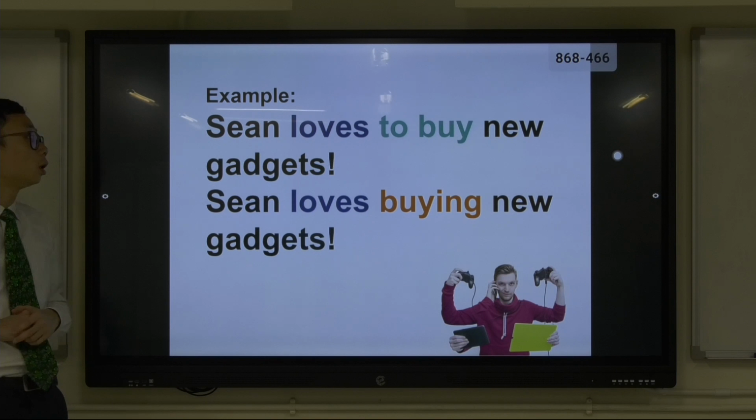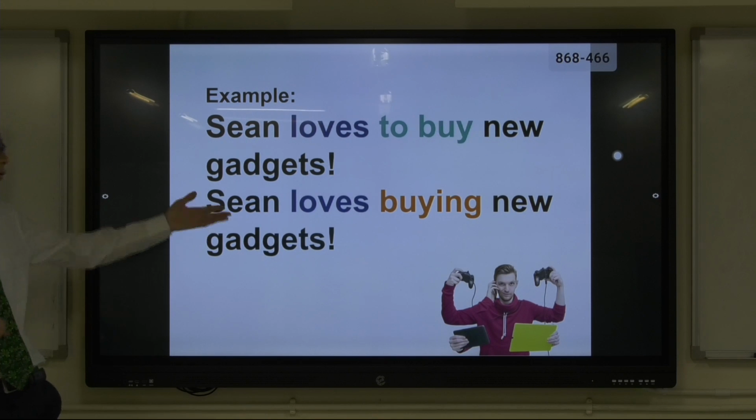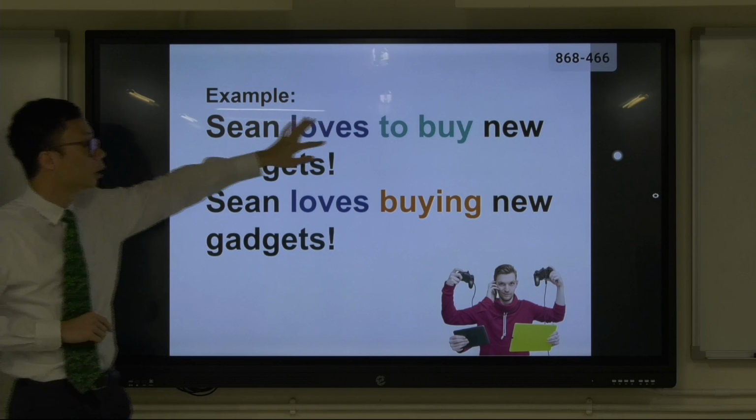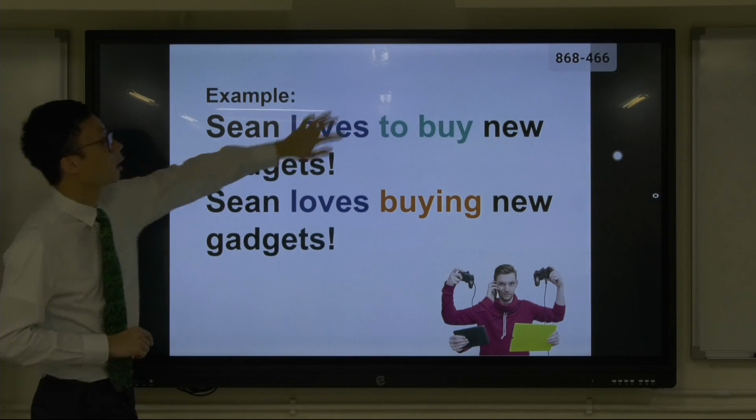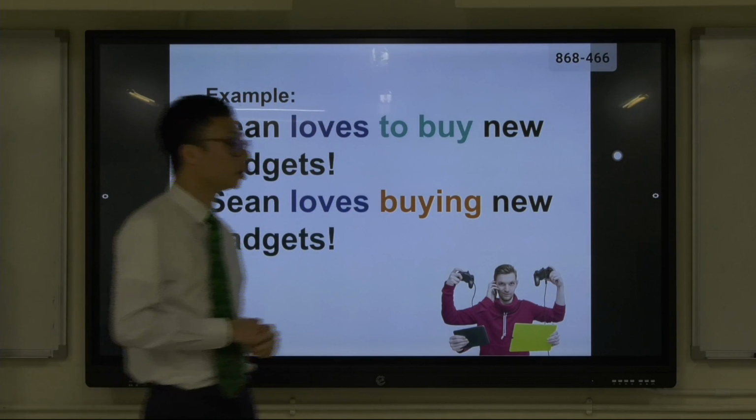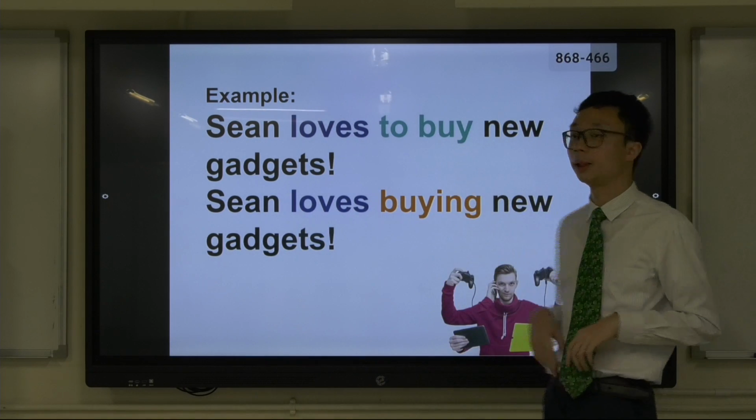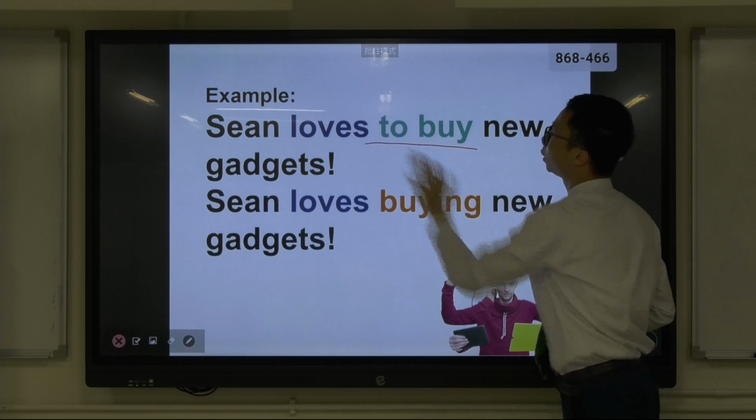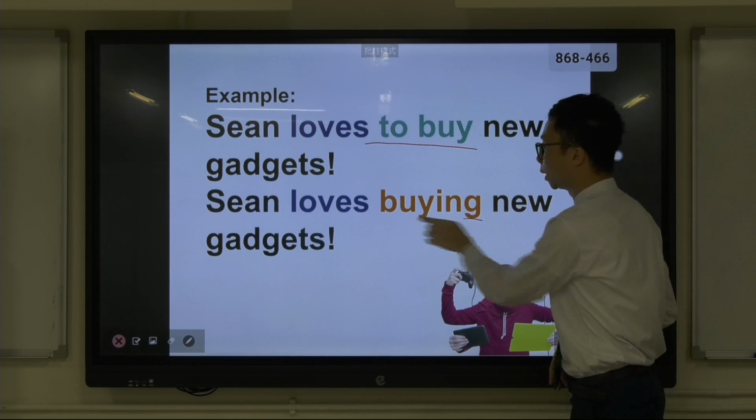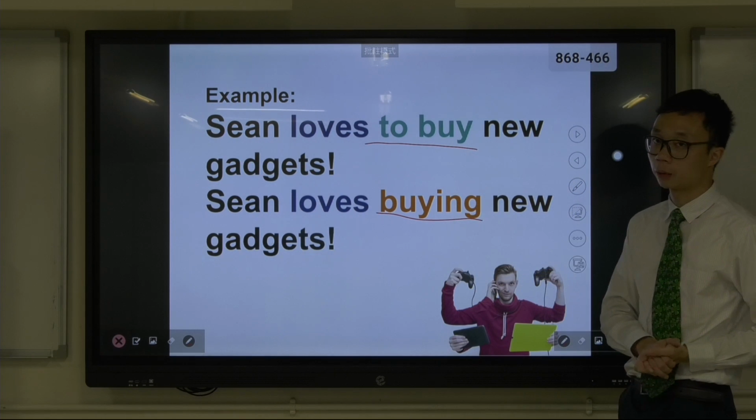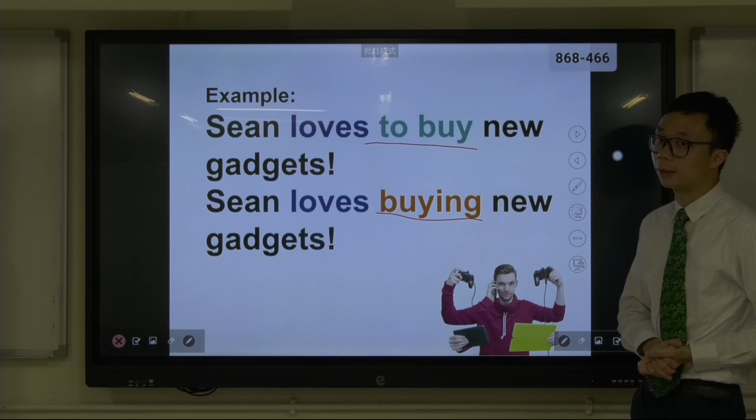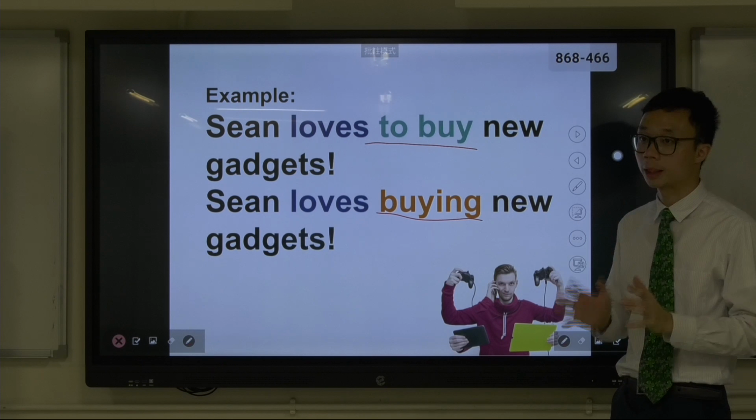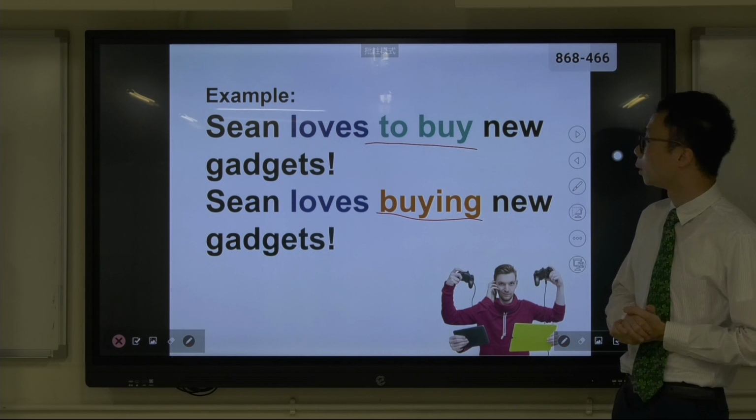Sean loves to buy new gadgets. Sean loves buying new gadgets. They are technically the same. You have the same verb, loves, except here you have to solve the problem of a second verb in the sentence. So this one is the to-infinitive form, while this one is the gerund form. They are identical. They have the very same meaning, just looking slightly different. Get it?